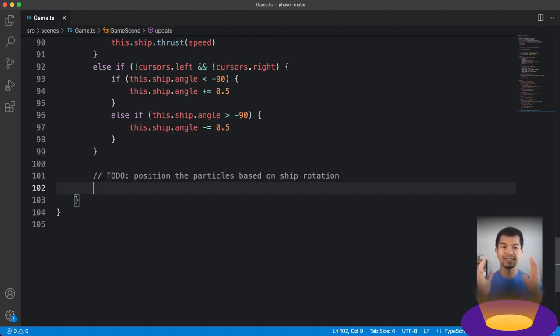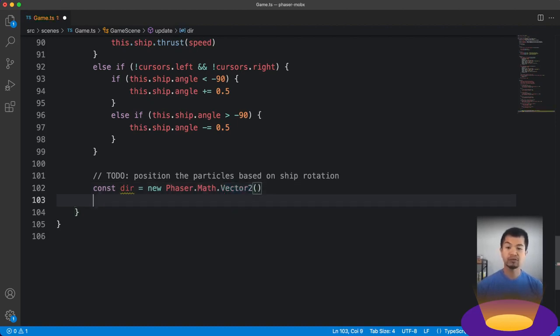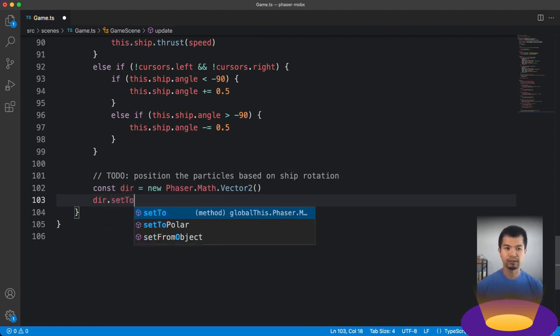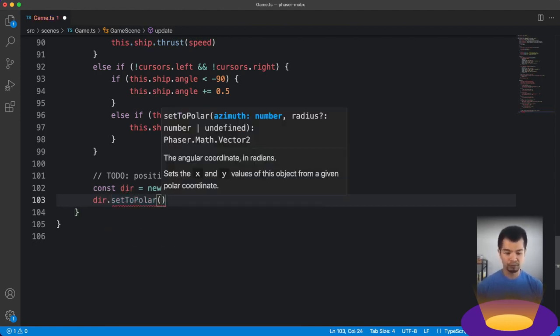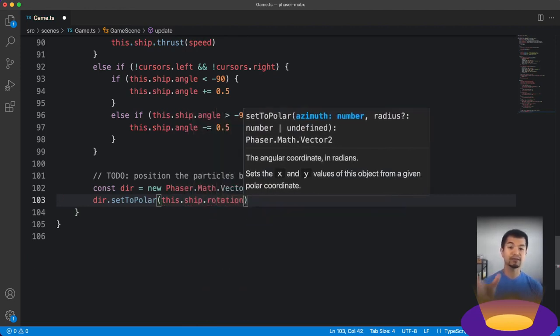So what we're going to do is get the facing direction of our ship, and we've talked about this a lot in other videos. So we're going to do const dir. This is going to be a direction vector. I'm going to do new Phaser.Math.Vector2, let's just say a 0, 0 Vector2. We're going to fill that in. I'm going to do setToPolar and give it an angle. So let's say this.ship.rotation, which is the angle in radians. So that would be the facing direction of the ship.